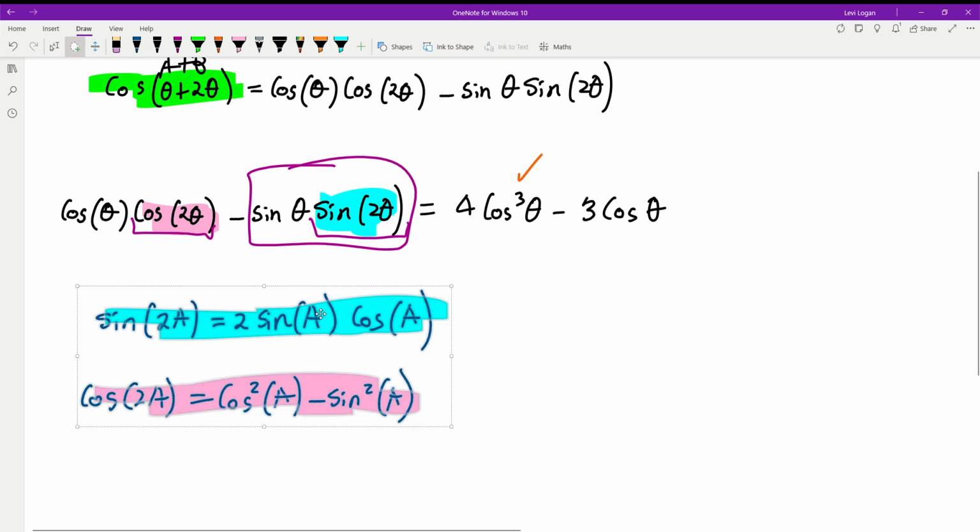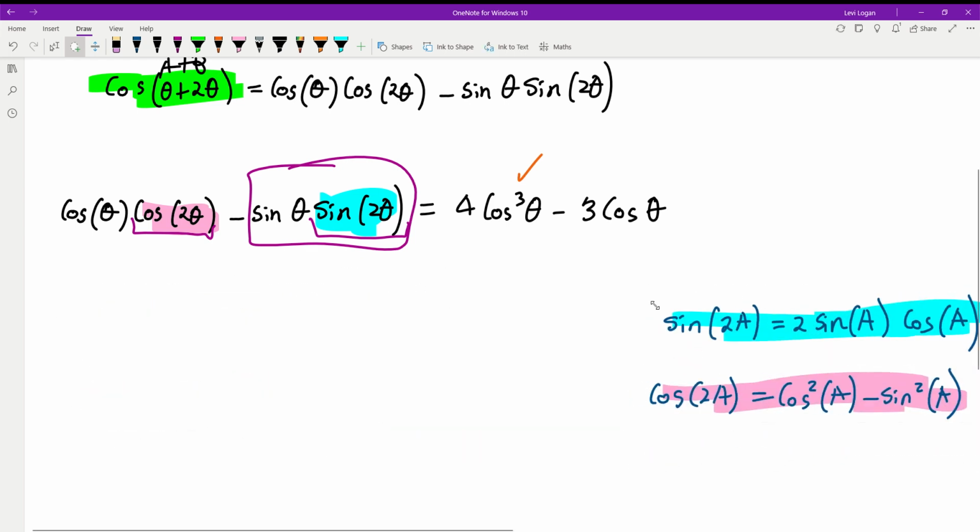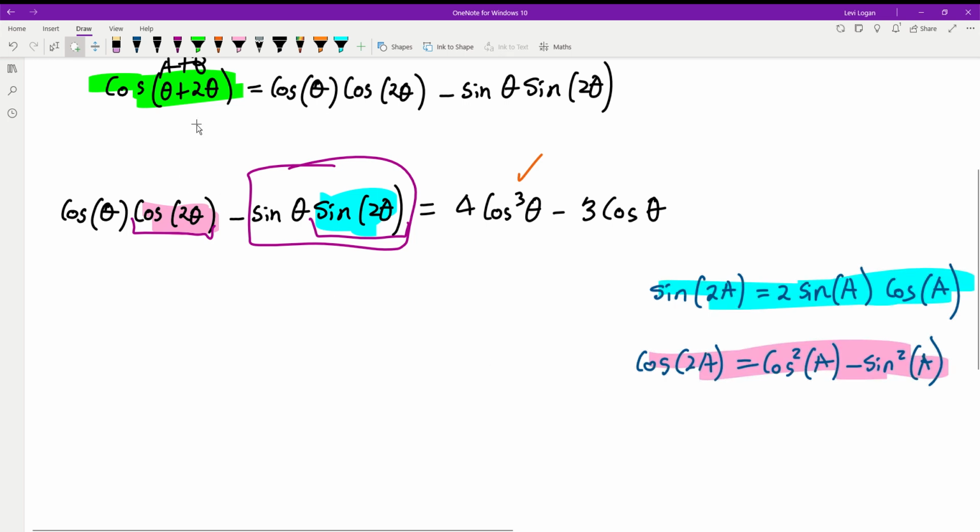So now I'm going to move these identities to the side. Now you understand why I'm using those identities. Now we're just going to substitute them in. We'll start off with the pink one here. So we'll have cos theta times, because it's 2a, this will be cos squared theta.